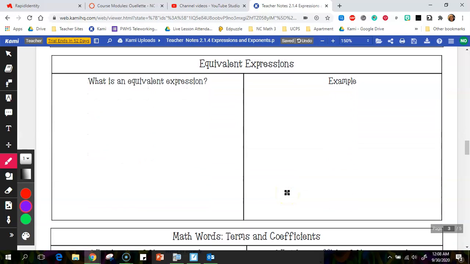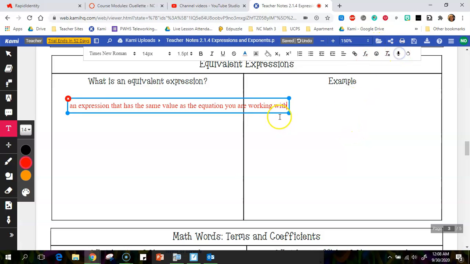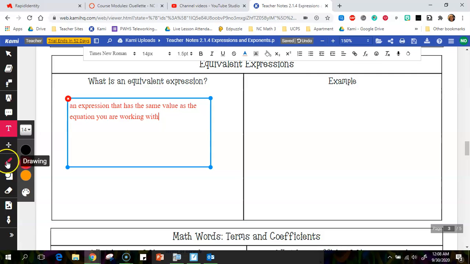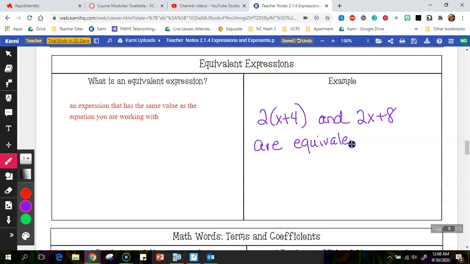Equivalent expressions. Text box. An expression that has the same value as the equation you are working with. Okay, let me give you an example. 2 times x plus 4 in parentheses equals, and then if you multiply that out, 2x plus 8. Those are equivalent or equal expressions.